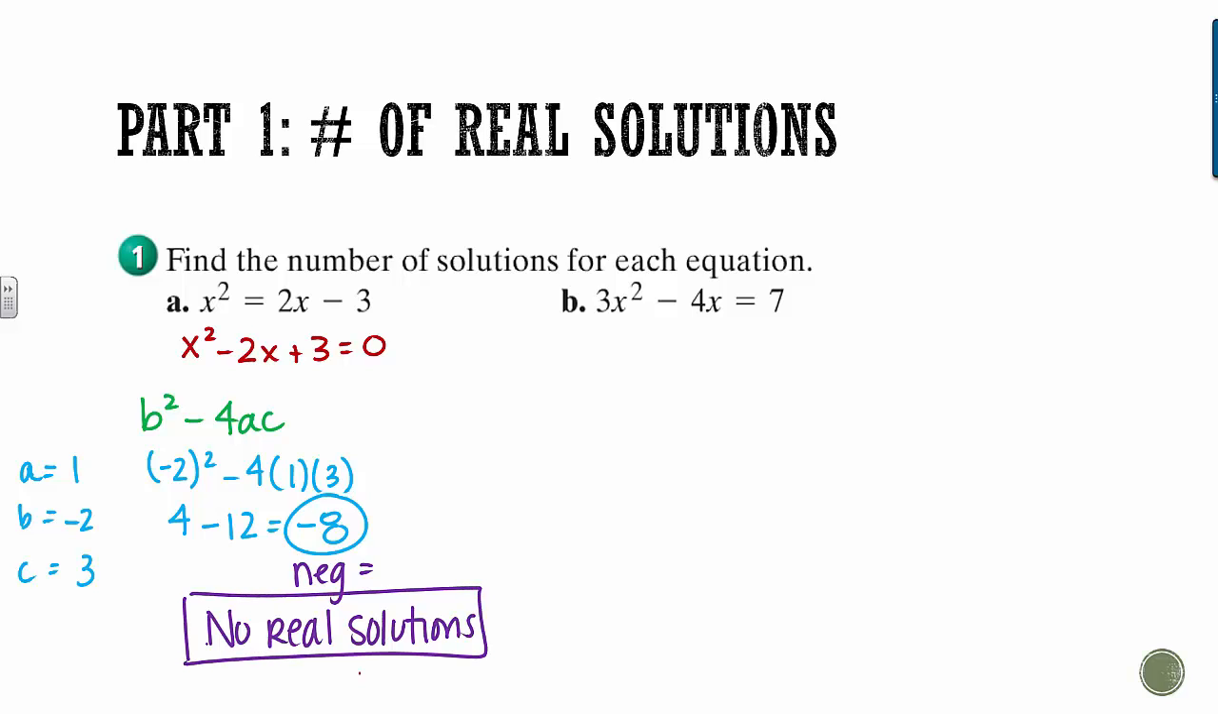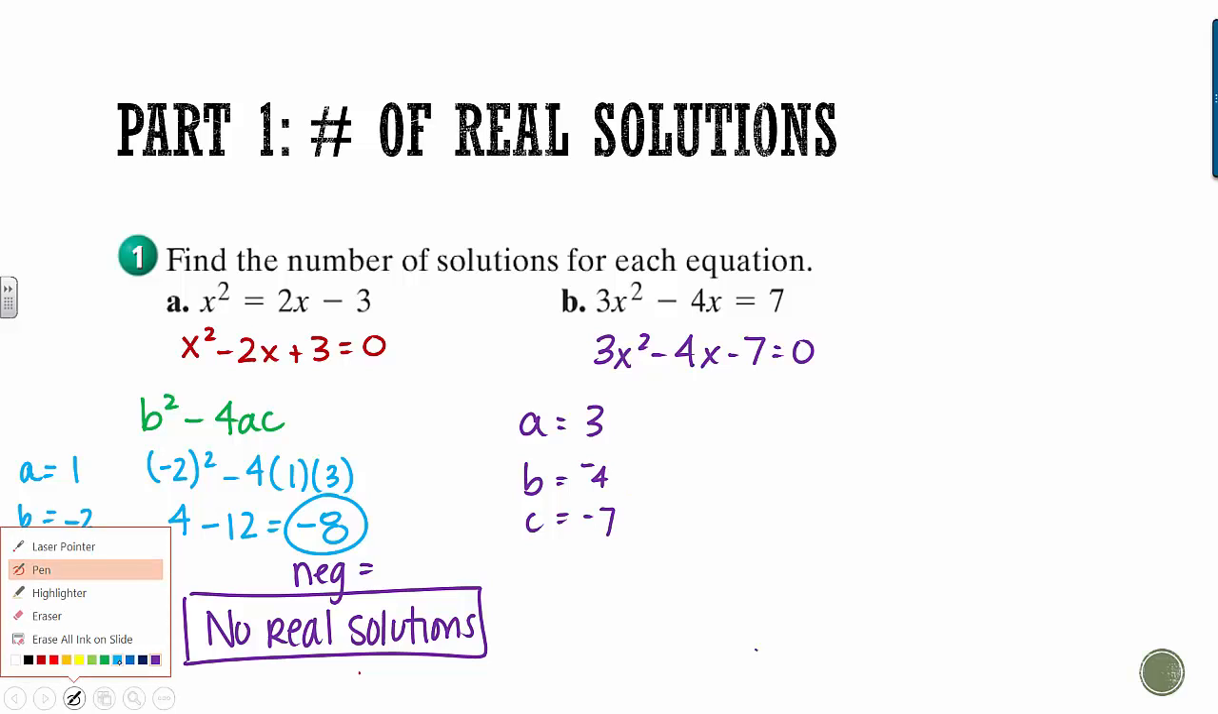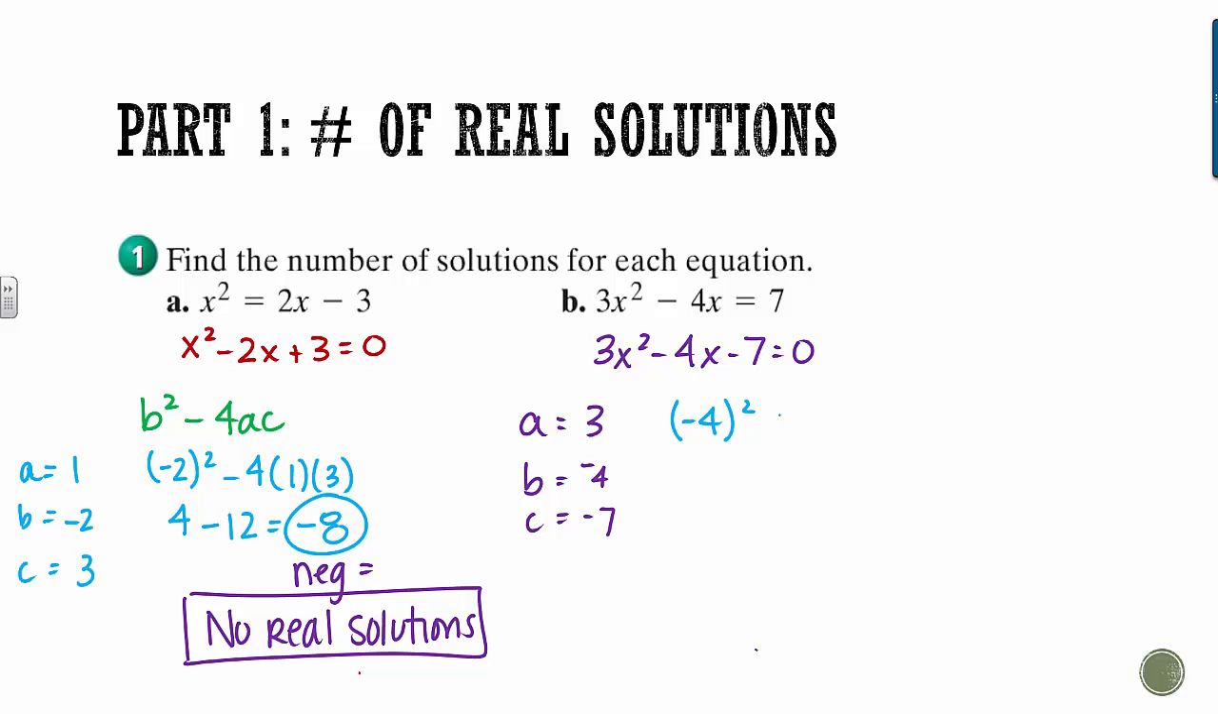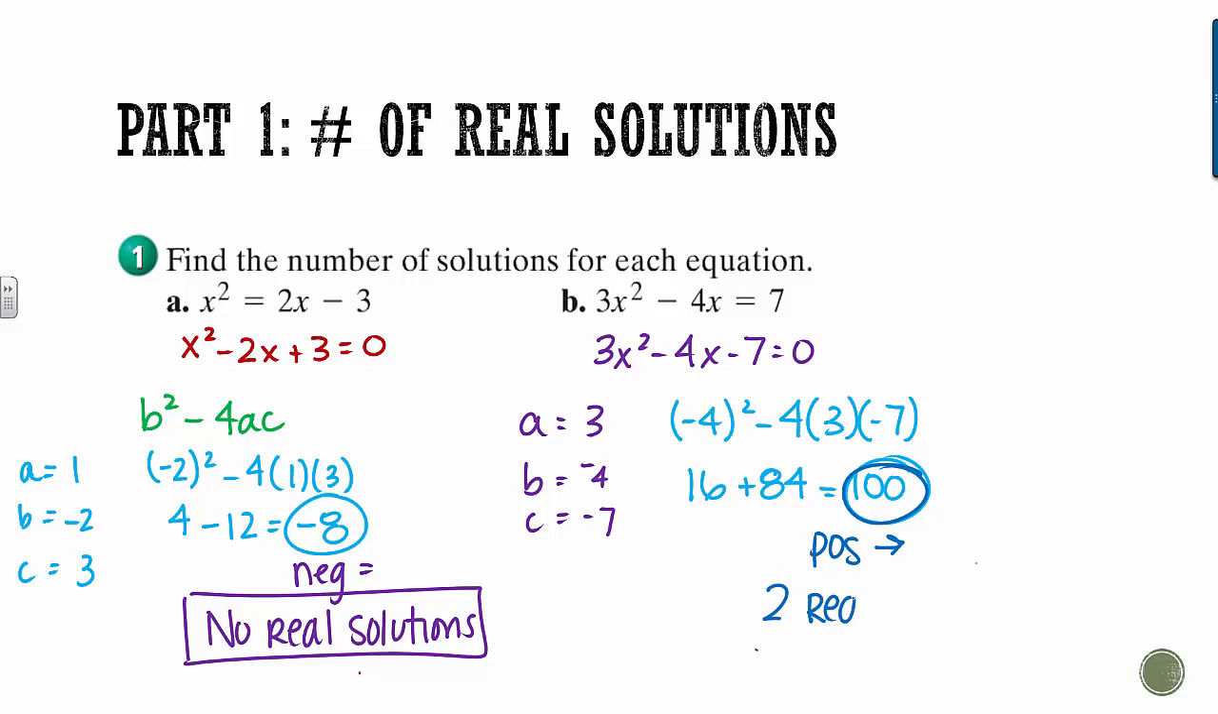And we're done. We can do the same thing with this one, make it equal to 0. Pick out our a, our b, and our c: 3, -4, -7. And then plug it into just the discriminant. So -4 squared minus 4 times a times c. This gives me positive 16. And then we end up with 12 times 7, and then we get 100. So because this is positive, I don't really care what the number is, but because it's positive, this means that I have 2 real solutions.